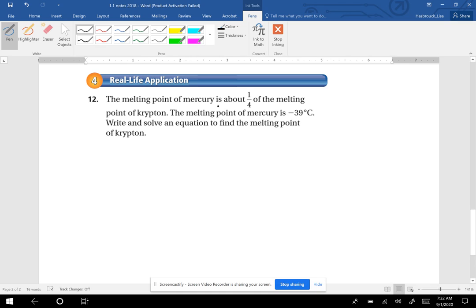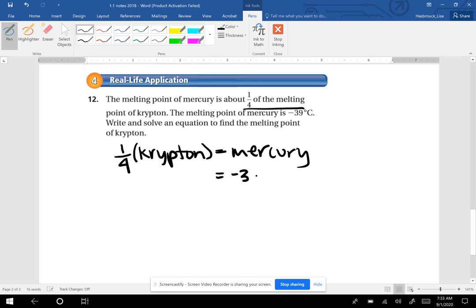Okay, so the melting point of mercury is 1/4 the melting point of krypton. So 1/4 the melting point of krypton equals mercury. Well, it says the melting point of mercury is -39 degrees. So I'm going to replace mercury's melting point with -39, 1/4, and krypton I don't know, so I'm making it a K.